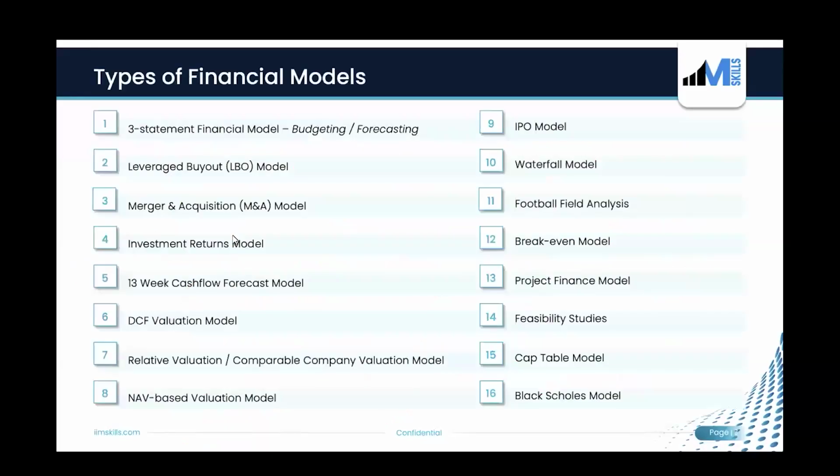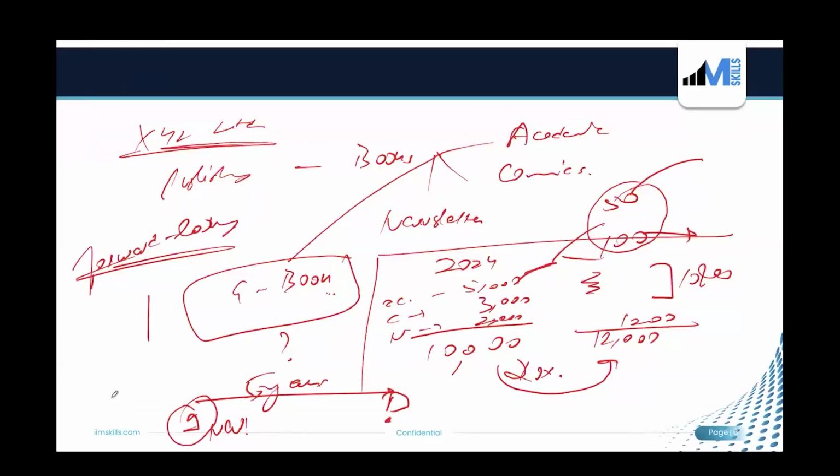Now, what are the type of decisions? The decisions could be related to investment. It could be related to growth. It could be related to acquisitions. It could be related to any business decisions which involve a large amount of money, a large amount of analysis, a large amount of data.